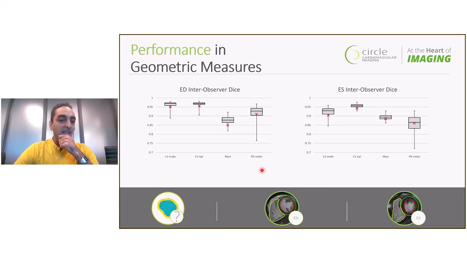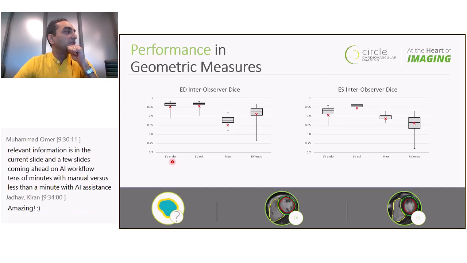And here what you're looking at is the inter-observer DICE, in terms of the DICE accuracy, the overlap of different structures inside the image. So here we're looking at the diastolic phase, we are looking at DICE values for the left ventricle endocardium, left ventricle epicardium, the myocardium, which is that thin ring, and the RV endocardium. And what you're seeing here in these box plots is the variation between our 3 different raters. And the X indicates the performance of our network.